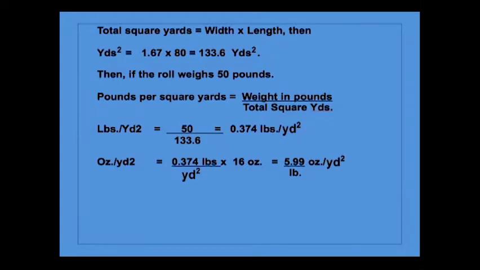Therefore, if the net weight is 50 pounds, then the total weight is divided by the total square yards to give weight in pounds per square yard. This would be equal to 50 divided by 133.6 to give 0.374 pounds per square yard. Multiplying this number by 16 ounces per pound would yield a weight of 5.99 ounces per square yard.